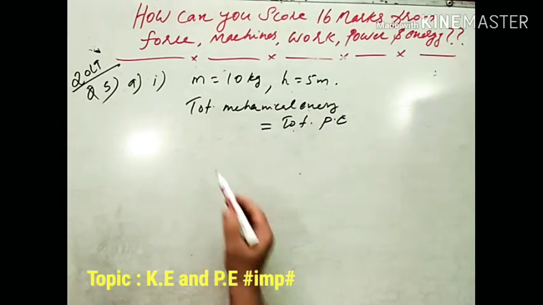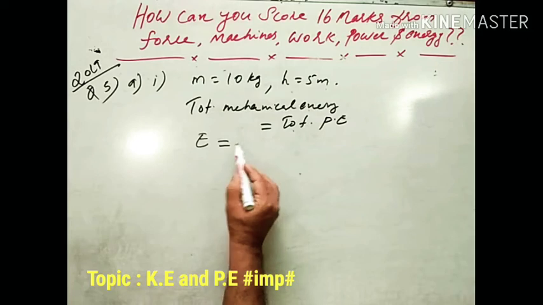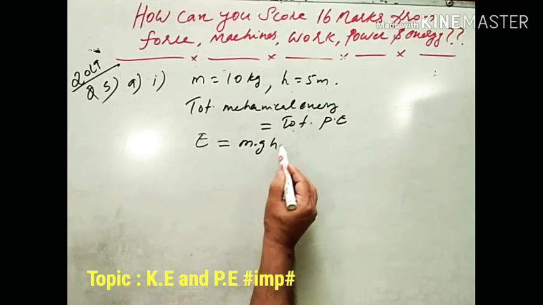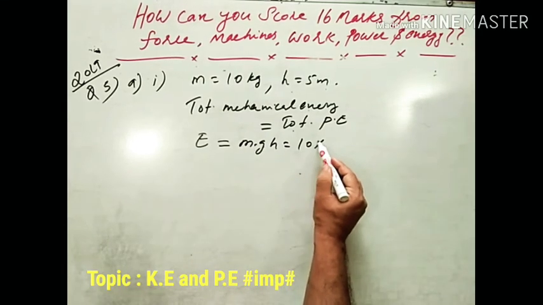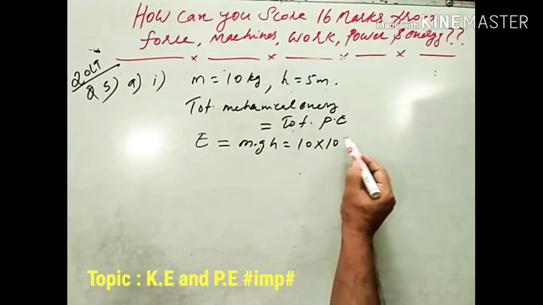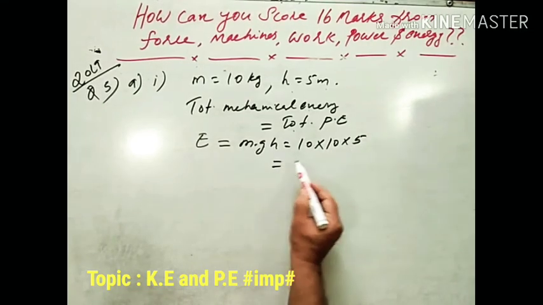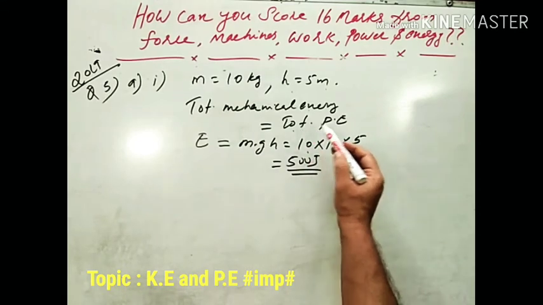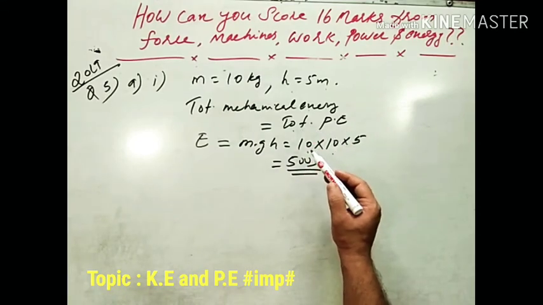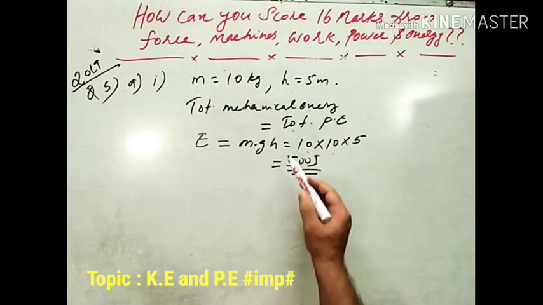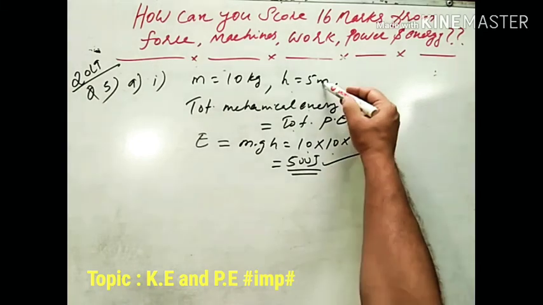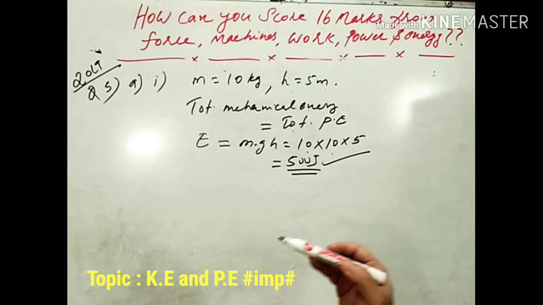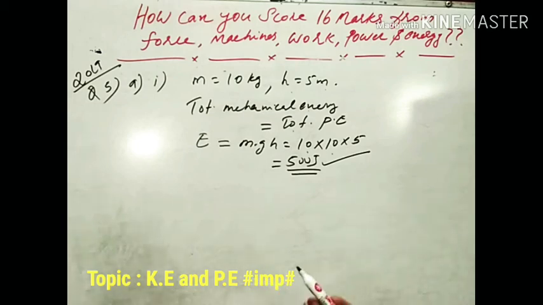So I can write E, the total mechanical energy, is equal to mgh, that is equal to mass 10 into g, given as 10, into height 5. So you are getting it as 500 joule. That will be the total mechanical energy possessed by the body at a height of 2 meter. That will be equal to the total potential energy at a height of 5 meter, because no energy is being destroyed there.